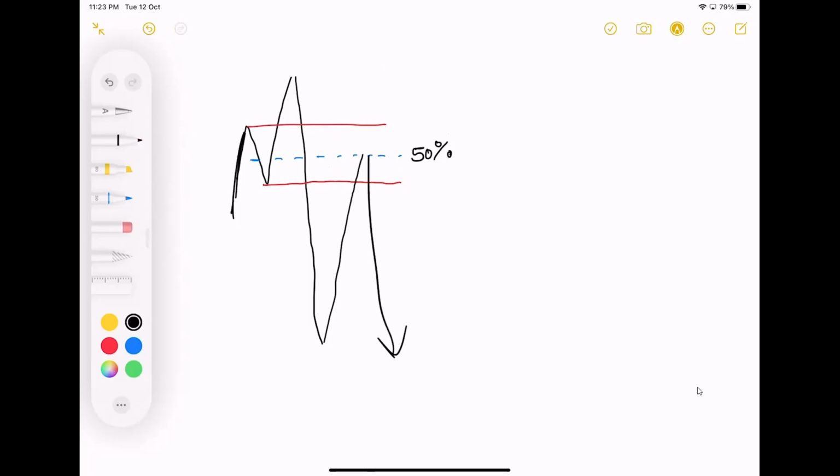Now there can be anything over here. There literally can be anything over there. If I use a blue pen again, anything over here. This being your discount, this being your premium of this range, you can have a small mitigation block. You can have a breaker within a breaker.